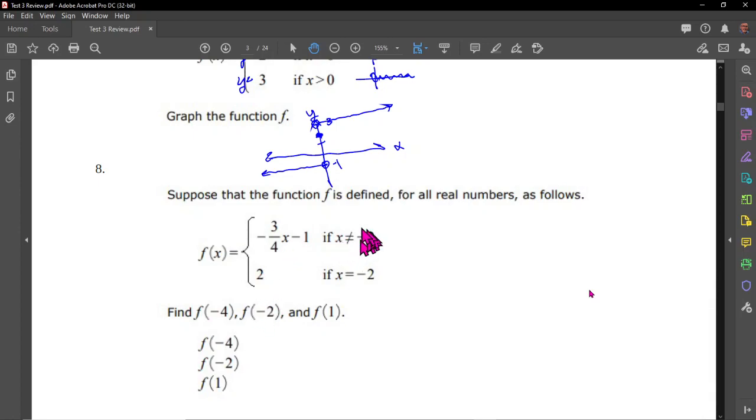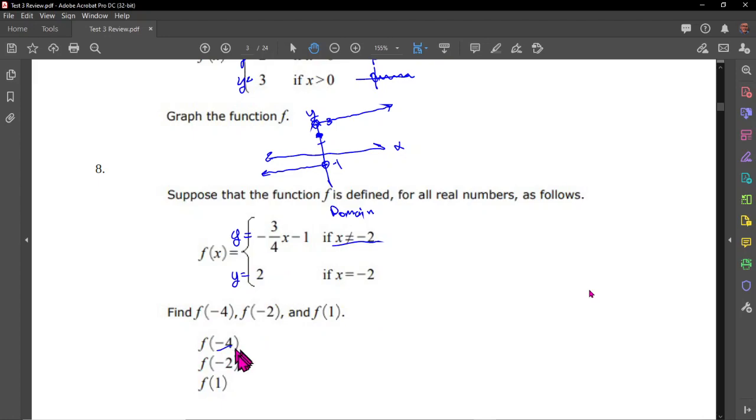Okay, so again, this first part is our domain. It tells us whenever x is not equal to -2, then we're going to use this part here, y equals -3/4 x minus 1. Whenever x is equal to -2, in this special case, y is going to be assigned the value of 2. Why? Just because it is.